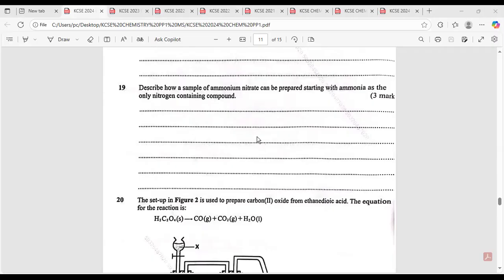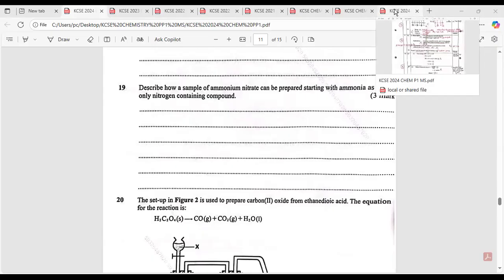This question was very challenging for students. Why? Because it was a guided question. That meant the student must start with ammonia. So we start asking ourselves questions: it is only ammonia that we have. How else do we do it? So this is how the question was tested.